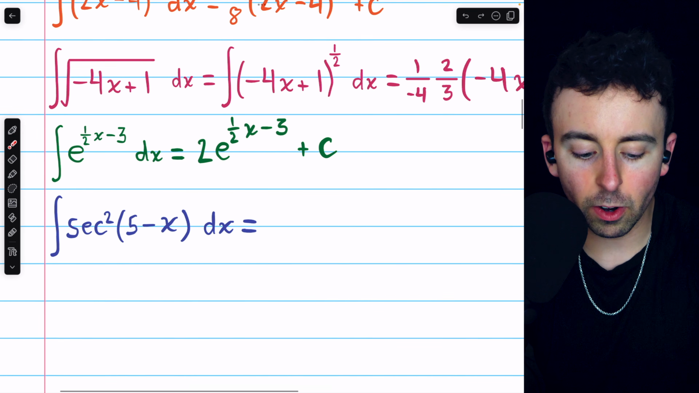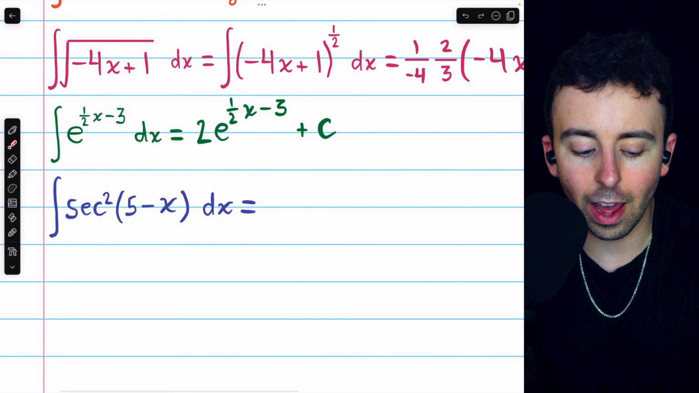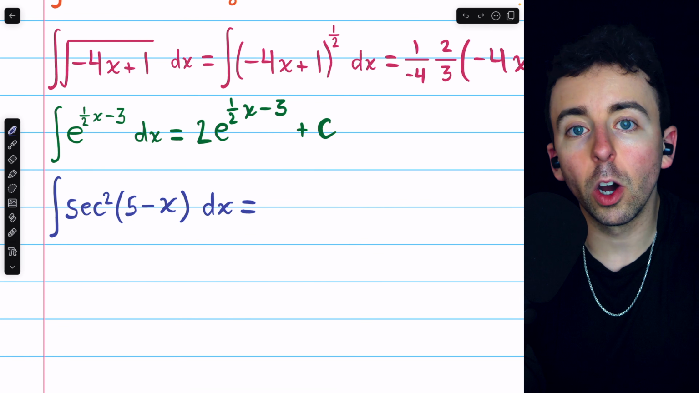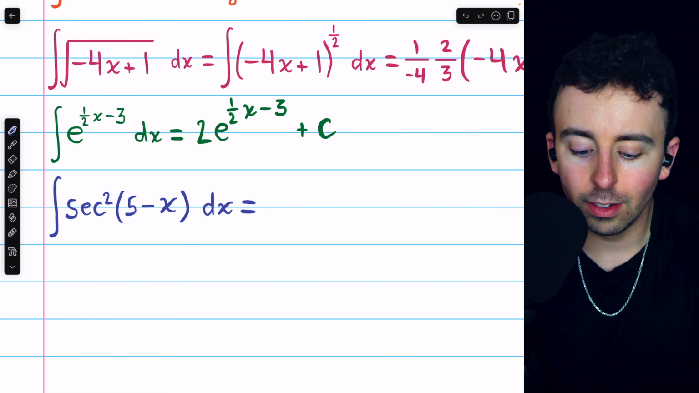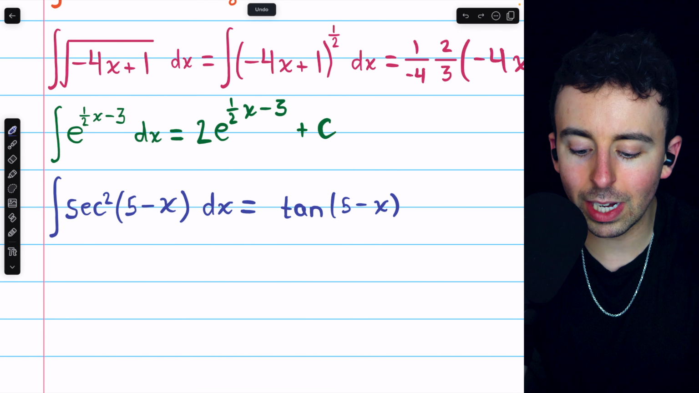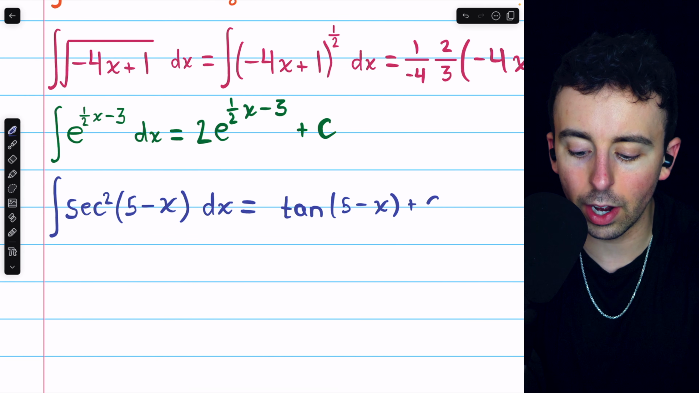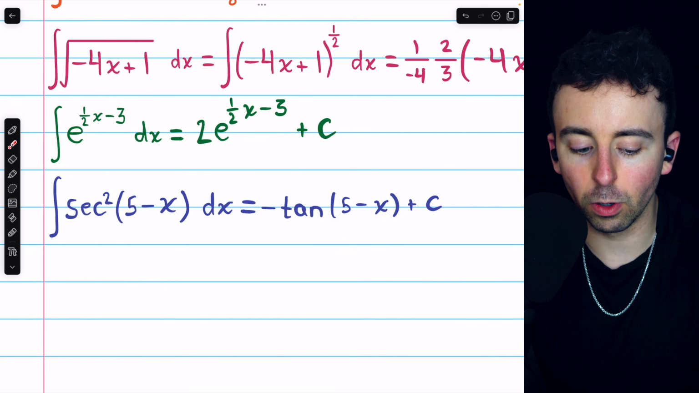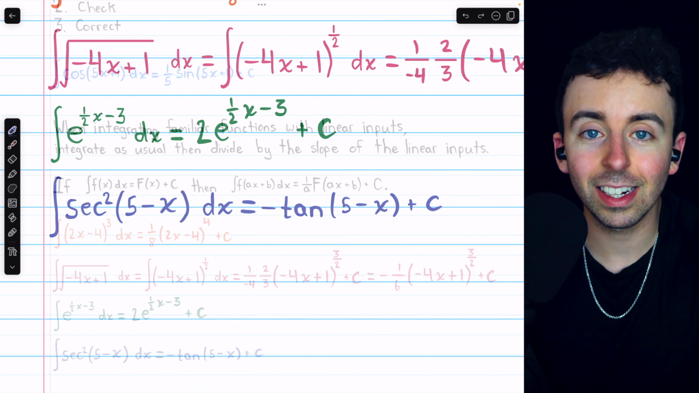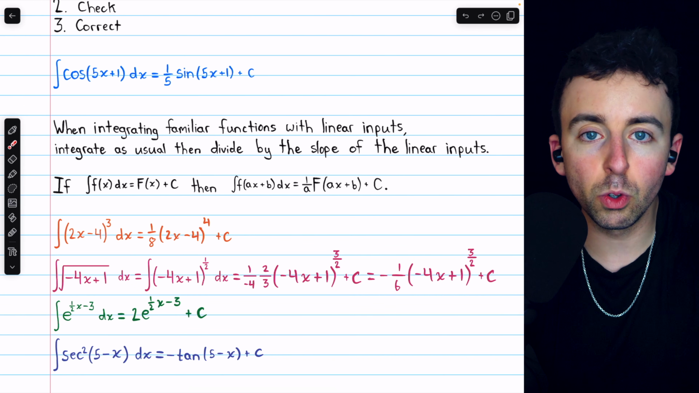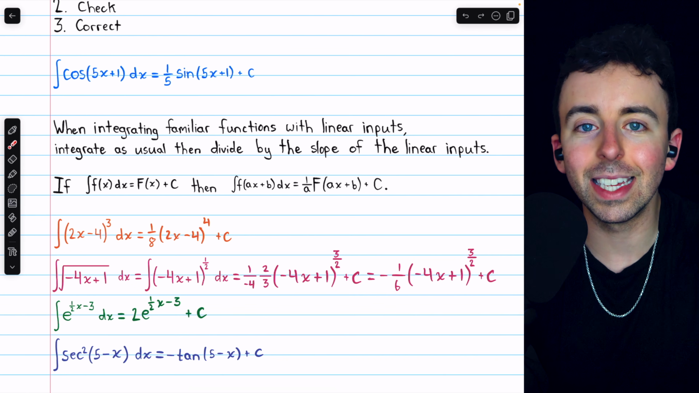In the last example, we are integrating secant squared of (5 - x). What trig function has a derivative of secant squared? Hopefully you recall it's the tangent function. So this will be tangent of (5 - x). But the input here is a linear function, so we need to divide by the slope, which is -1. Dividing by -1 is the same as multiplying by -1, and so that's our integral, making sure we remember the arbitrary constant. So that's how to integrate familiar functions with linear inputs. Just integrate them as usual, but then divide by the slope of the linear input.